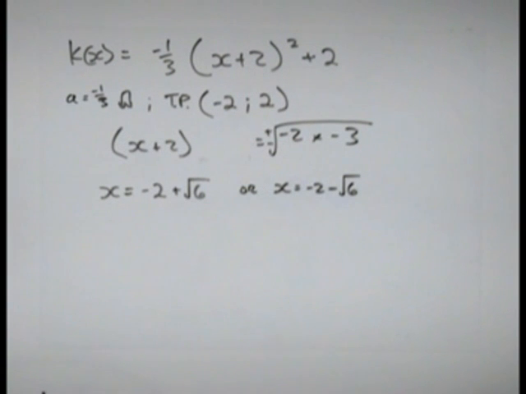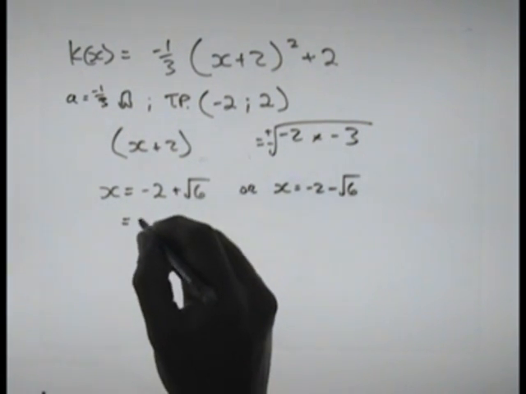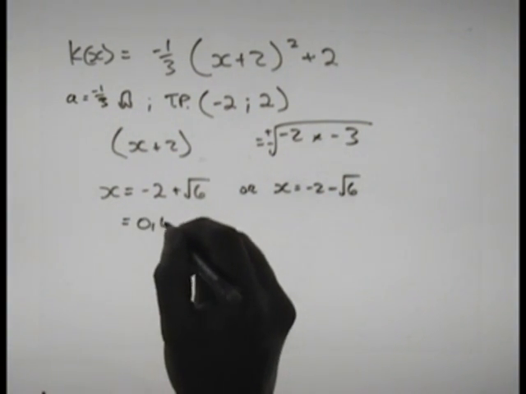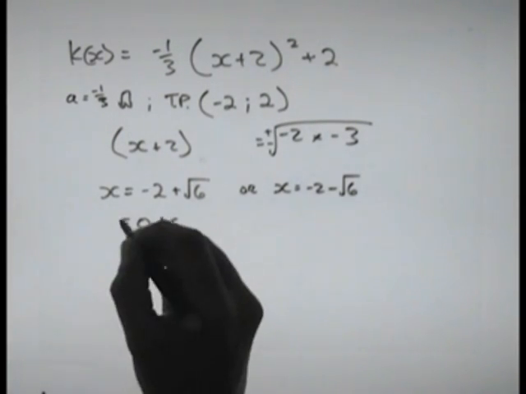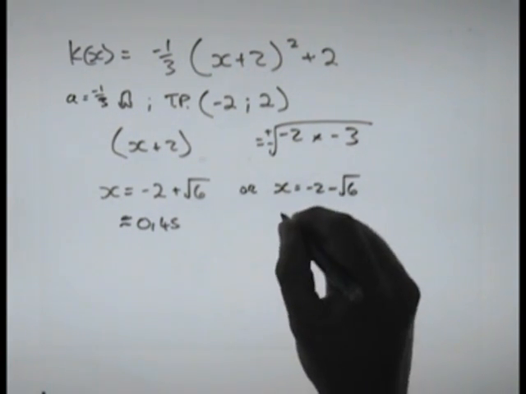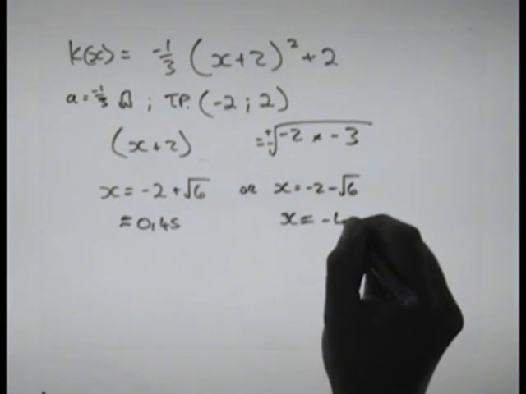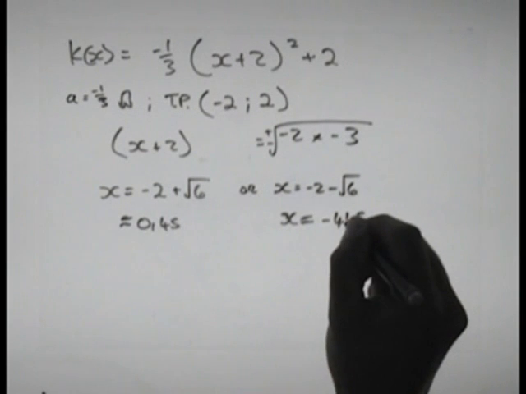If I work that out on a calculator, -2 plus square root 6 is equal to positive 0.45. And if I work out the other one on a calculator, it's going to give me -4.45.